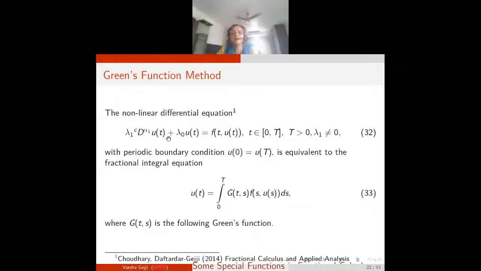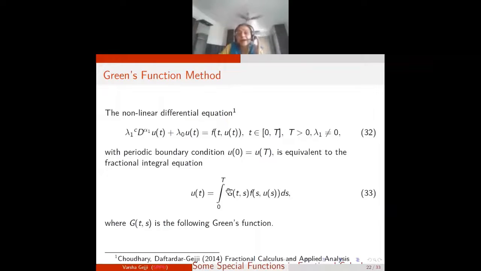So for example, consider the non-linear differential equation given in 32. With my student Sangeeta Chaudhary, this is an exercise we calculated. So this is a non-linear equation, and if we put the boundary condition u0 is u of t, then it is equivalent to the fractional integral equation. 32 is equivalent to 33, where G t comma s is called the Green's function. So this existed even in the ordinary case when alpha is 1.